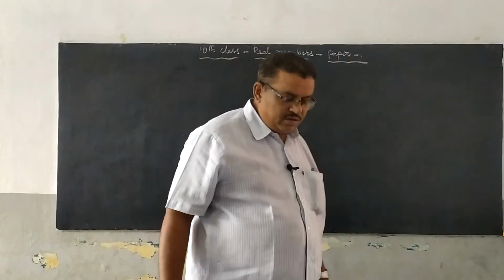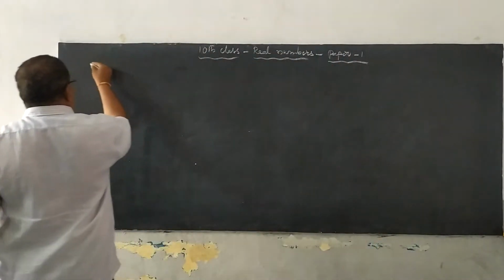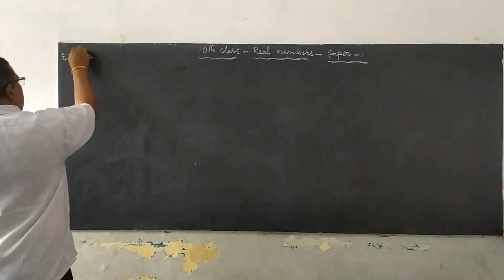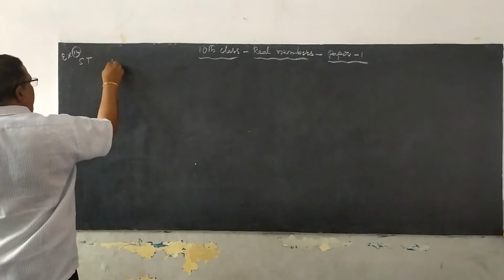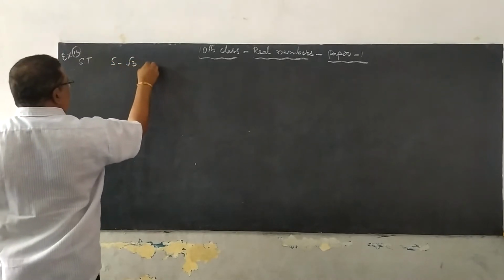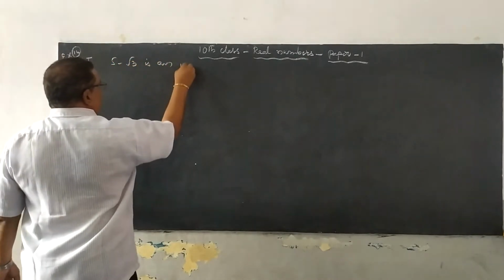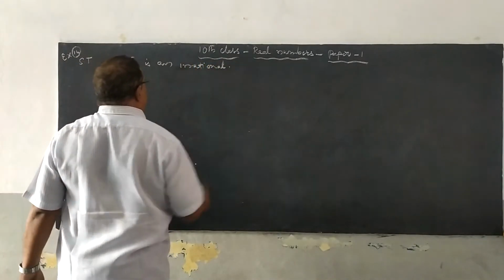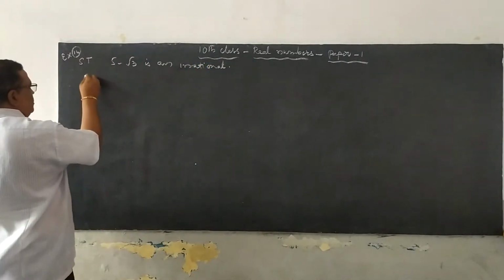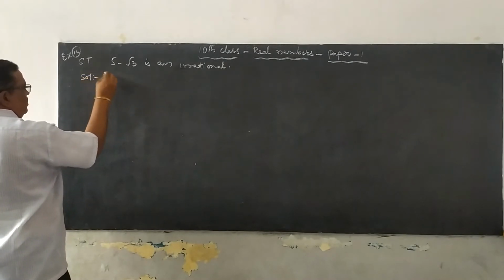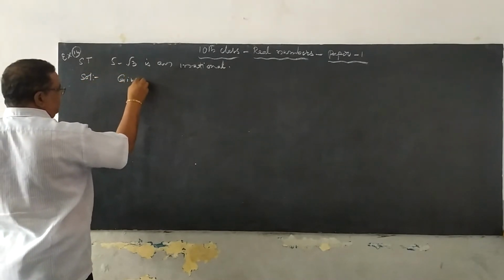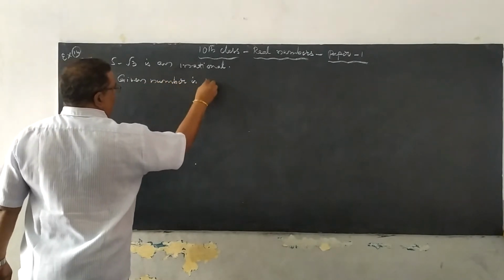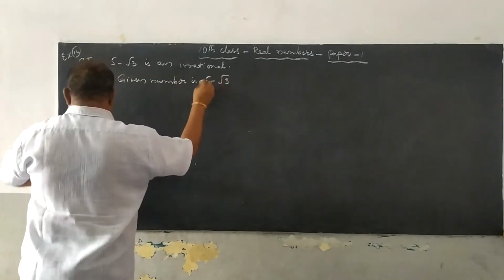Let us see this one. Show that 5 minus root 3 is an irrational number. How we have to prove this one, see. Let us take the solution. Given number is 5 minus root 3.